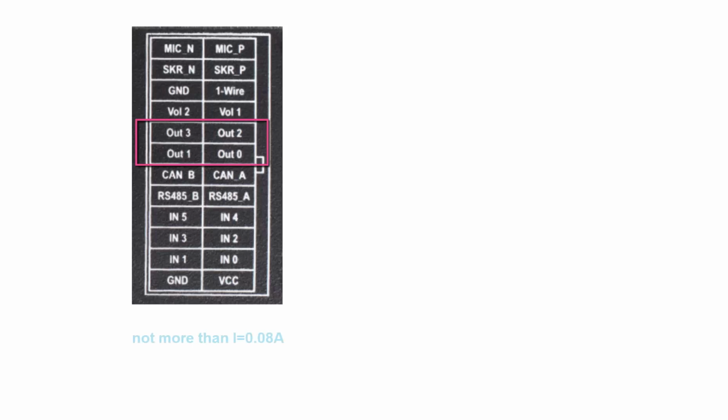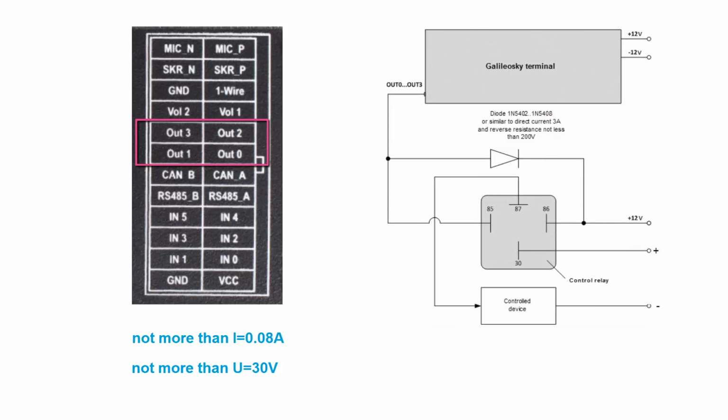Admissible current at transistor outputs of the terminal must not be higher than 80 mA, and voltage should not exceed 30 volts. Here is a scheme of a control relay installation for operation with the device in a vehicle. The scheme implies installation of a diode parallel to the control relay, in order to prevent a reverse current at the terminal's outputs after a circuit opening.